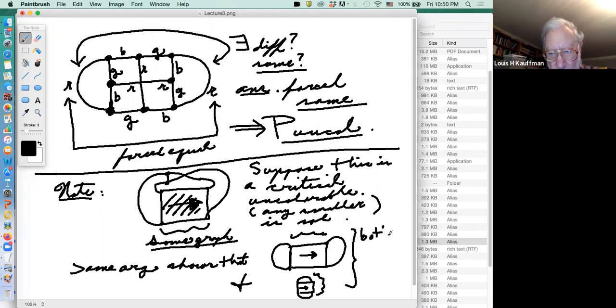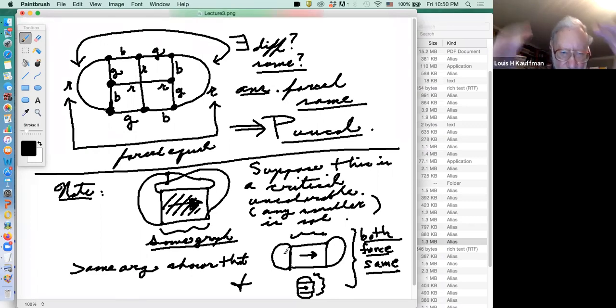both force same. It might no longer be symmetrical like Peterson, but if it's going to be uncolorable, then you can't have a coloring where this is different from that. And if it's critical, these will be colorable. And so that is the form of a smallest counterexample to coloring.